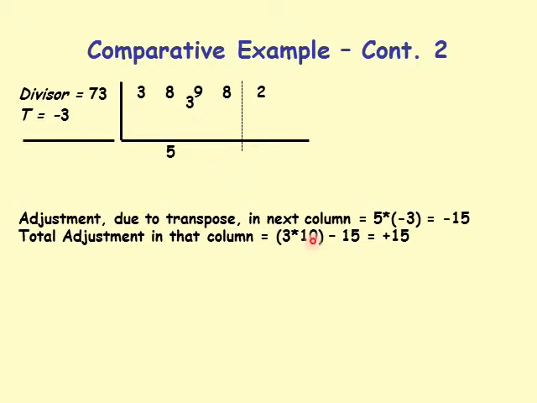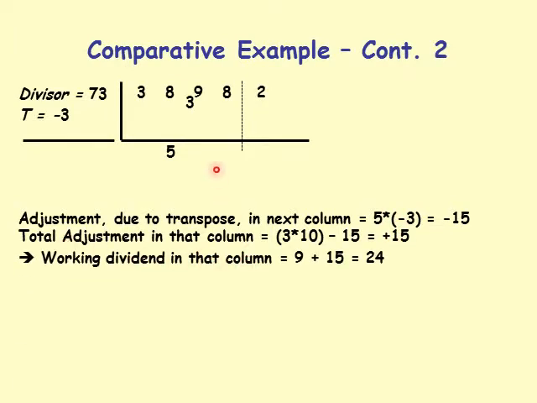Total adjustment is 3 times 10 for the 3 from the remainder, and -15 from this one here, which is equal to 15. Working dividend in that column would be 9 plus the adjustment 15, which is 24. Dividing by 7 in that column, 24 divided by 7 is 3, remainder 3. So we got 3 here and the remainder 3.